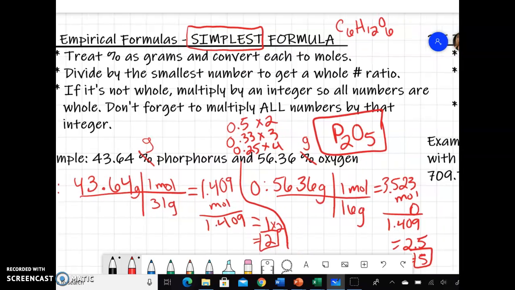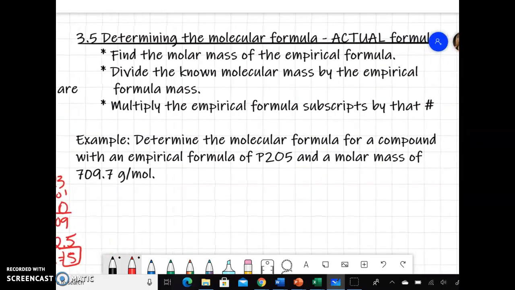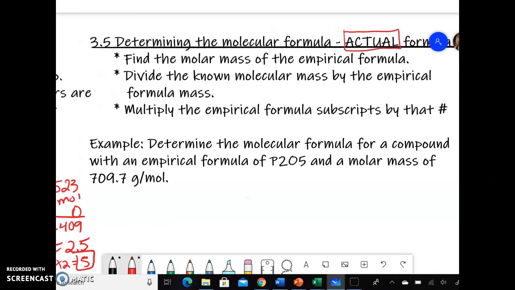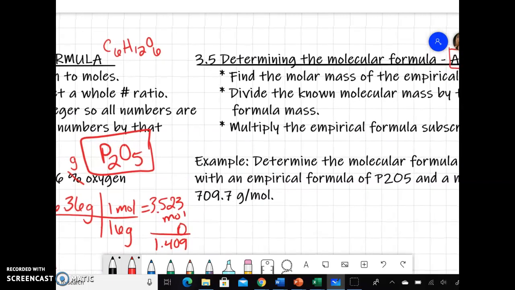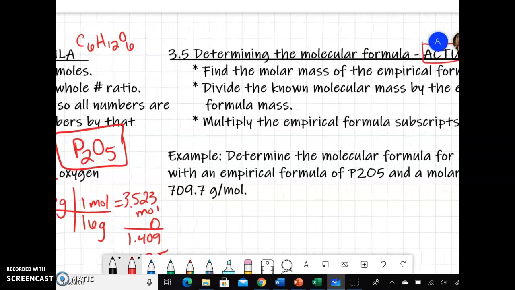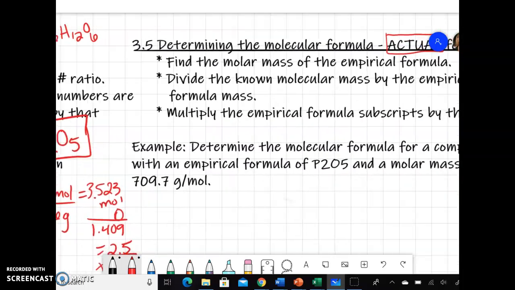All right, let's go through the steps for molecular. This is our last type of calculation for today. So first of all, molecular formula is the actual formula. So going back to sugar, if you look at that formula right there, C6H12O6, that's the real actual molecular formula for sugar. It's not empirical because it's not simplified, but it is the real formula.